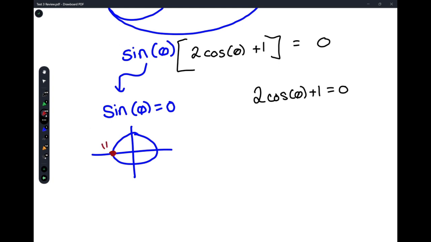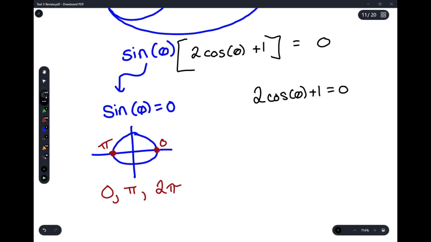Pi? Nice using of the radians. I appreciate that. And 0? So we got 0 and pi. And 2 pi, although I think the domain of the problem at the top will constrict 2 pi for us. But it's still good to note.